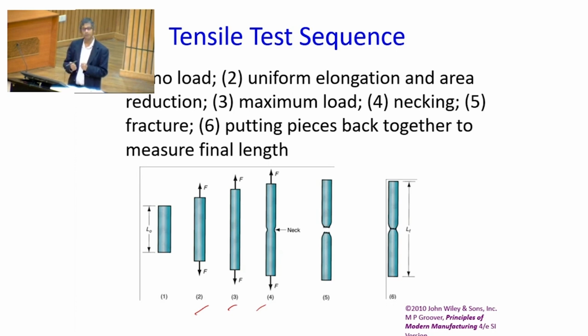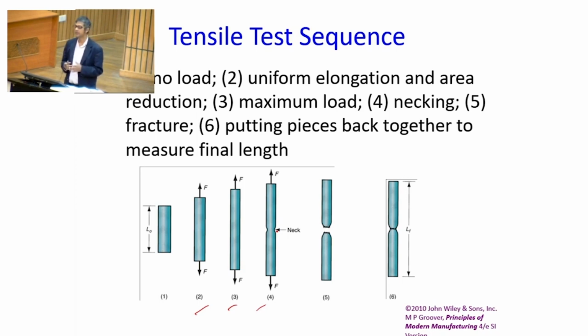But after a critical load, the deformation will be concentrated in a specific region of the sample, that is called the neck, and this neck is where the deformation is concentrated. Okay. And then all the subsequent deformation will take place only in the neck region. Finally, the neck will grow and it will break apart.